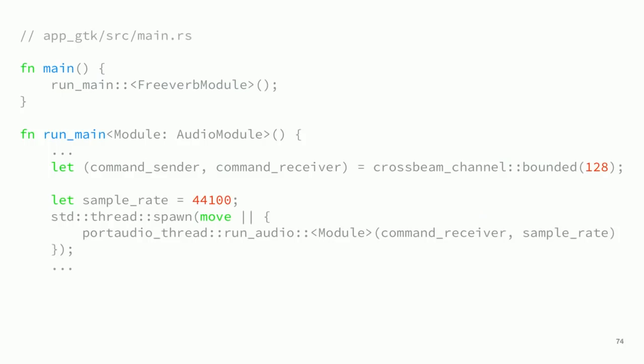So now coming back to the main function, I think we see what's going on here. I wanted to separate out the FreeVerb aspects of the application from the thing that actually runs the system. So we just pass in a module which implements the trait audio module. So the whole application doesn't know anything about FreeVerb, it just knows about audio modules. So then maybe it could be reused for other effects.